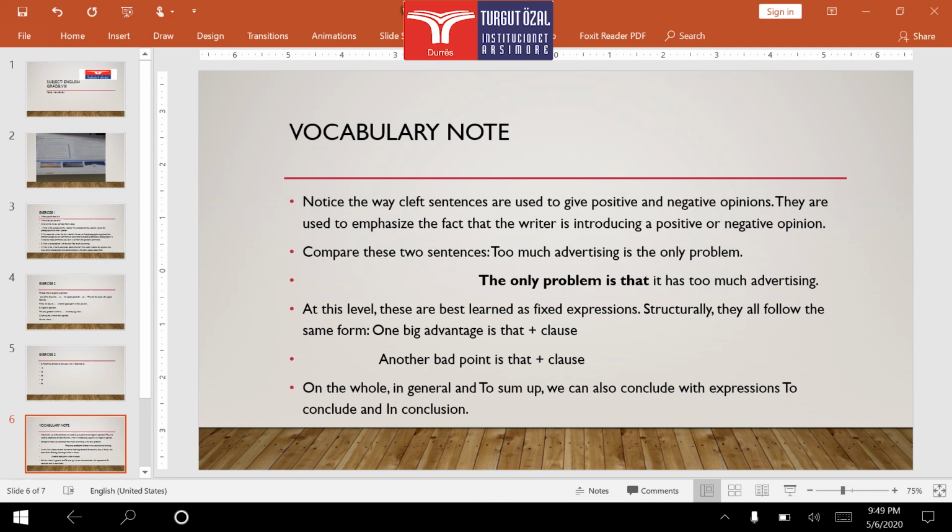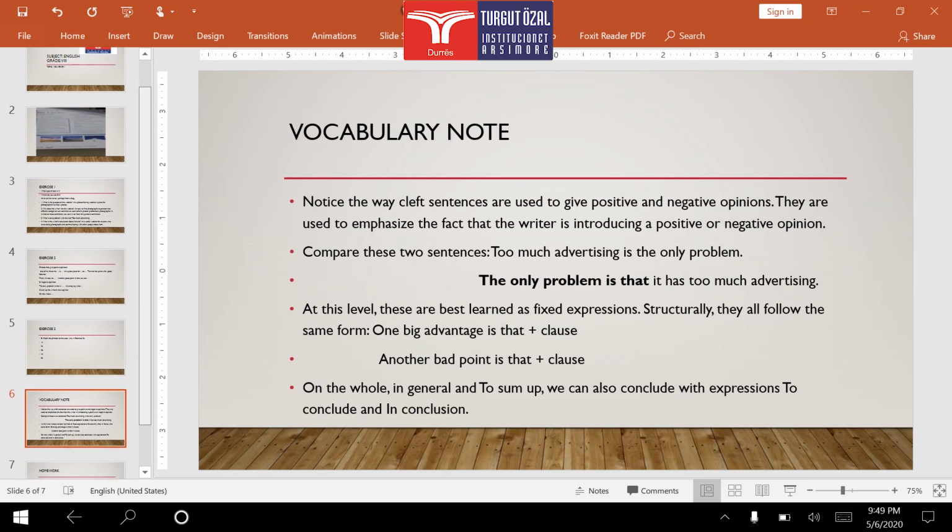At this level, these are best learned as fixed expressions. Structurally, they all follow the same form. One big advantage is that plus clause. Another bad point is that plus clause. On the whole, in general, and to sum up, we can also conclude with expressions to conclude and in conclusion. So these are expressions that we use to conclude a review.